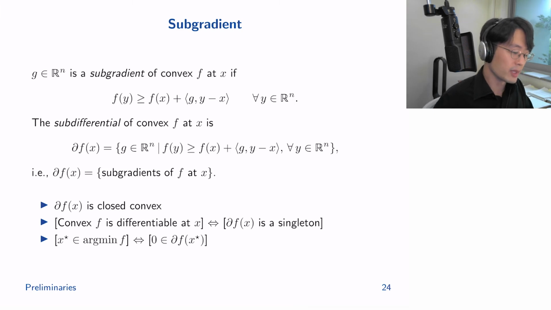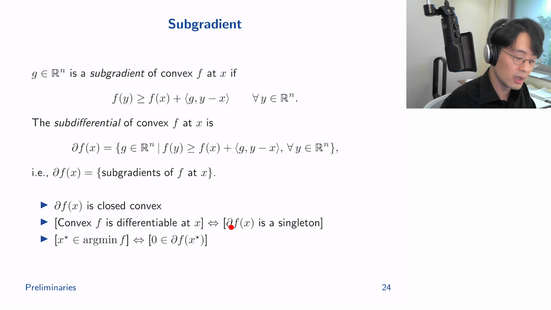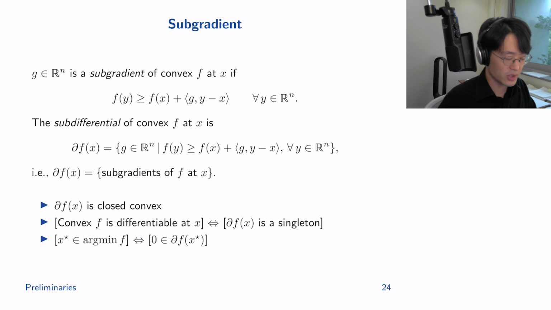Here we use the words subgradient and subdifferential because this notion generalizes the notion of derivatives for differentiable functions. A convex function f is differentiable at a given point x if and only if the subdifferential is a singleton. So if your function is differentiable, then there is only one subgradient. The subgradient is unique if and only if the convex function is differentiable. If the convex function is not differentiable at a certain point, then the subdifferential will not be a singleton.